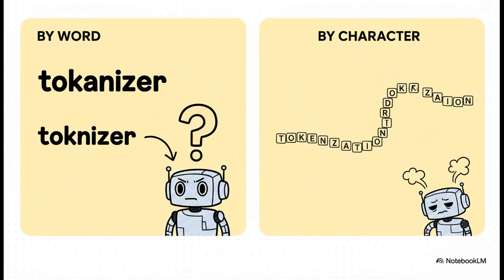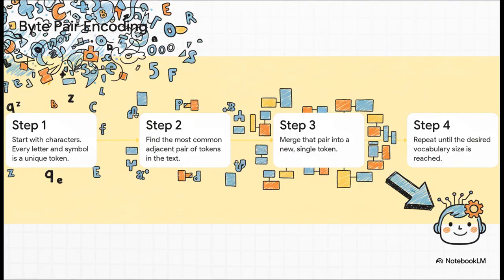I mean, if you break it down by word, the model totally breaks when it sees a typo or a new word it's never seen. But if you do it by individual characters, the sentences become way, way too long for the model to handle efficiently. So the really clever solution here is something called byte-pair encoding.